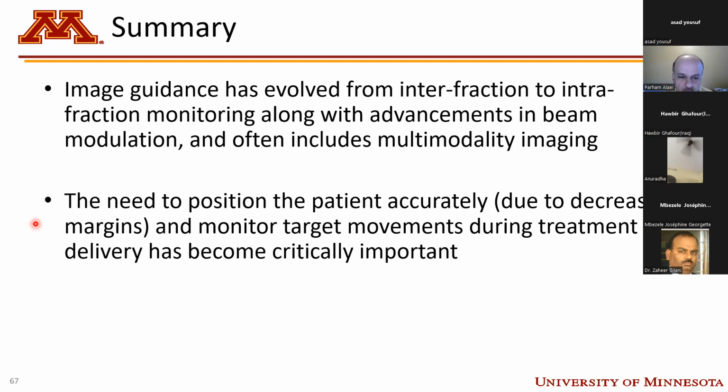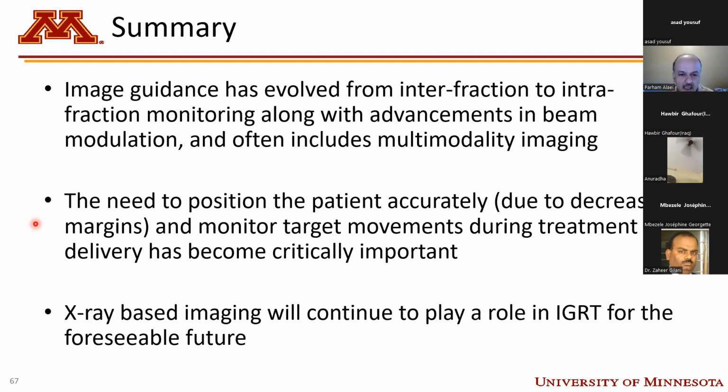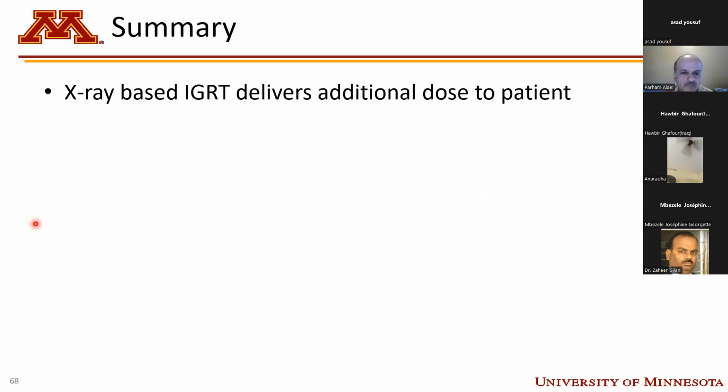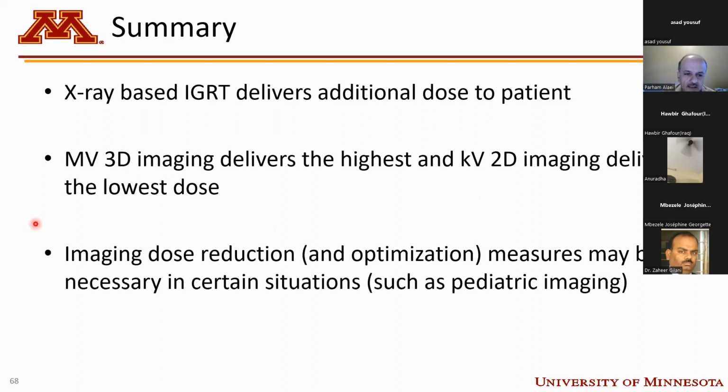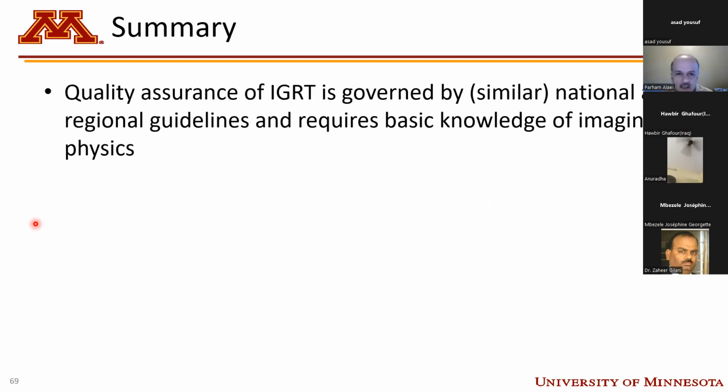So we need to have a robust IGRT system. X-ray based imaging will continue to play a role in IGRT. There are other non-X-ray based ones too, but we probably will be using X-ray for a while to come. It does deliver additional dose to the patient. Megavoltage 3D imaging delivers the highest, kilovoltage 2D imaging delivers the lowest. And imaging dose reduction or optimization may be necessary in certain situations.